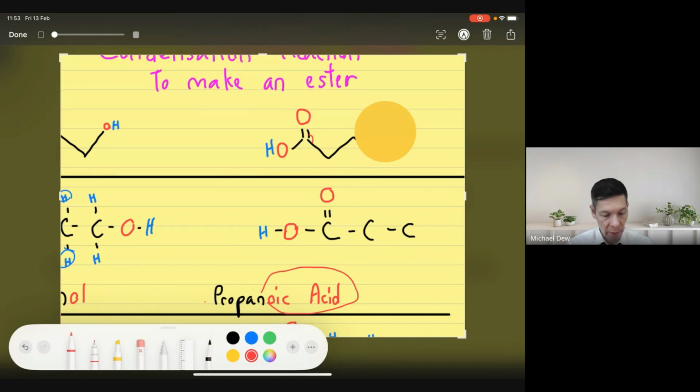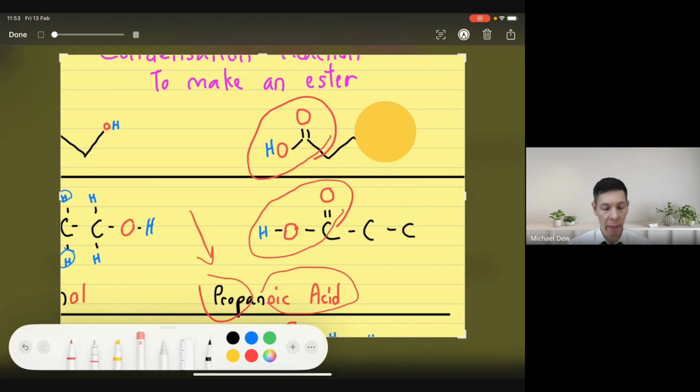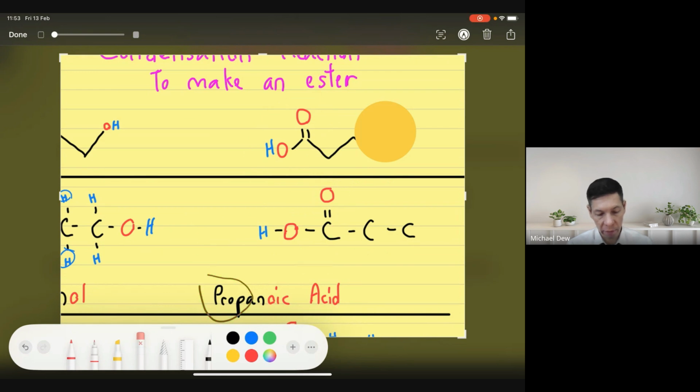Okay, so that functional group pertains to this part of the molecule. You need to be able to recognize the functional group. It's a carboxylic acid with 3 carbons, and that's why we say prop. Prop means 3 carbons. So propanoic acid would be this particular molecule.